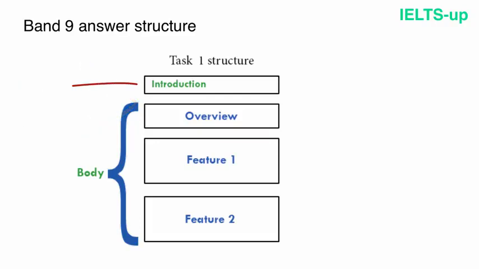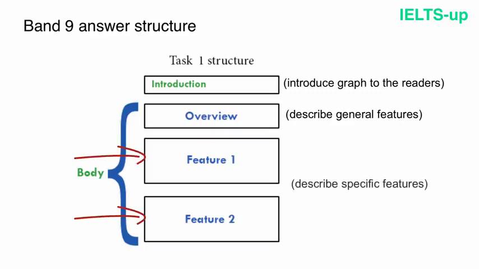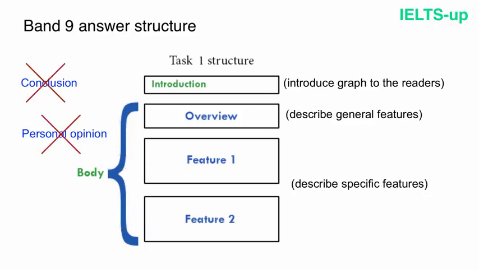Your first paragraph is an introduction. You should introduce your graph to the readers there. Your second paragraph is an overview. There, you should describe some general features of your diagram. After writing the overview, you should describe specific features of the diagram, each in a separate paragraph. Never ever write conclusions or a personal opinion in writing Task 1. Your task is to describe the given data, not to give your opinion.